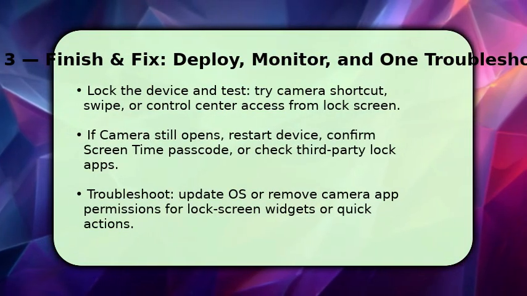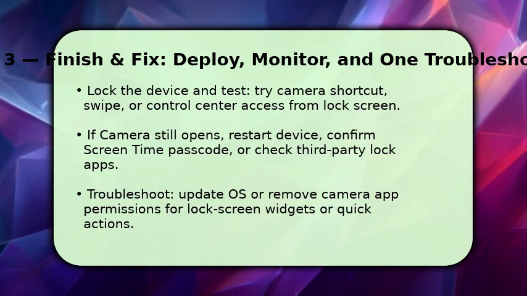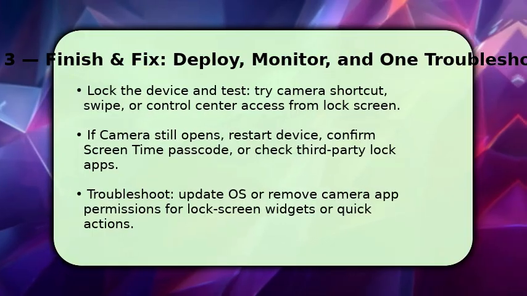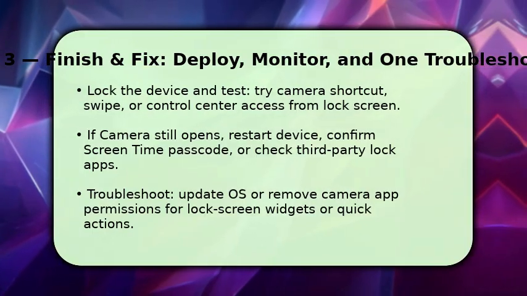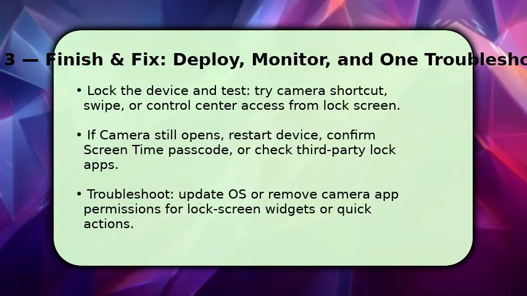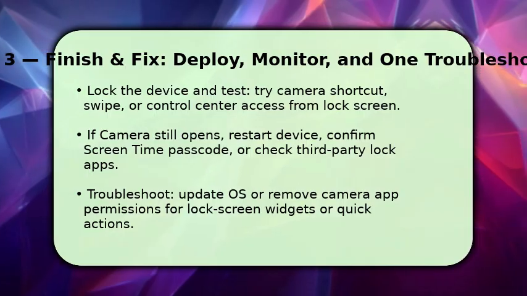You're at the finish line. Lock the phone and test the camera shortcut. Try swipes, control center, and both lock screen sides. If the camera still appears, restart the device and recheck the exact setting. Screen time block on iOS or shortcut set to None on Android.